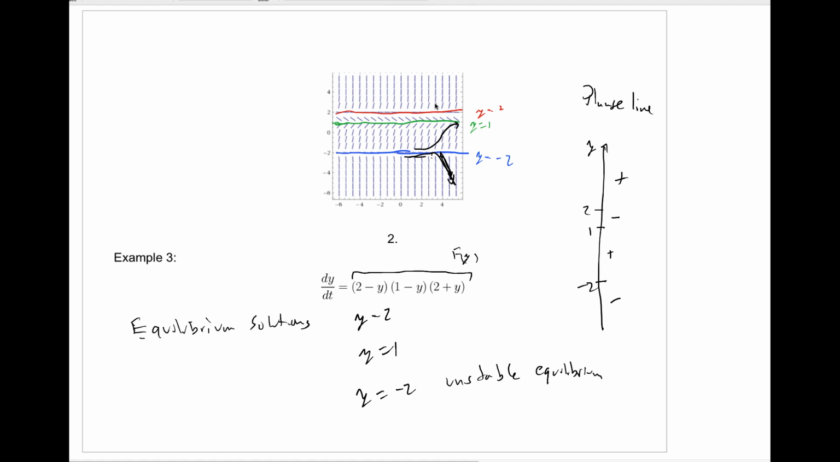Y equals 1 is a stable equilibrium because, as we've already seen, if you start out a little bit below y equals 1, the solutions will move back towards y equals 1. If you start out a little bit above y equals 1, the solutions will go down towards y equals 1. So y equals 1 is a stable equilibrium. And I'll leave it to you to look at this and see that. And again, you can tell from the phase line as well, y equals 2 is an unstable equilibrium.